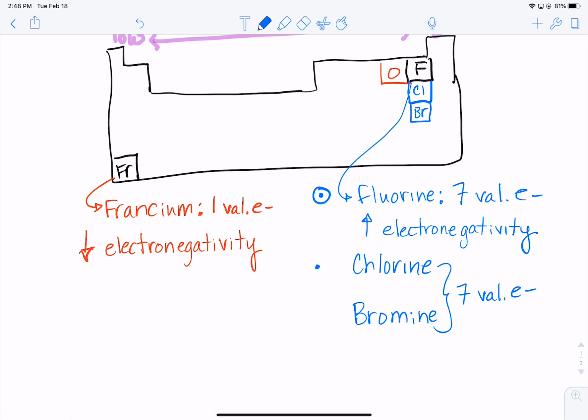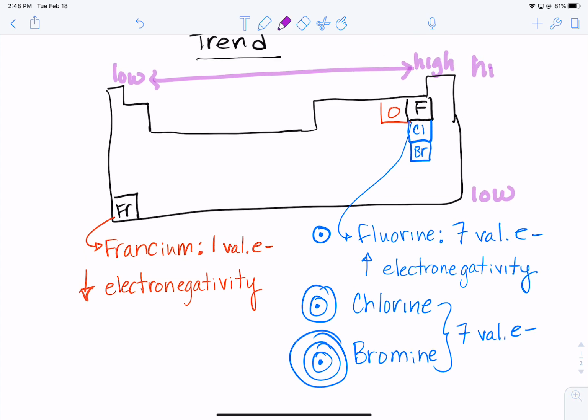Versus chlorine has 2. And then bromine has 3, right? So when we're thinking about Bohr's model of electron shells, valence electrons are on the outside. How much does an atom want an extra electron? Well, if it's kind of farther away, the attraction is not as strong. So the larger you are as an atom, the lower your electronegativity. So the trend here, it decreases as you go down a family.